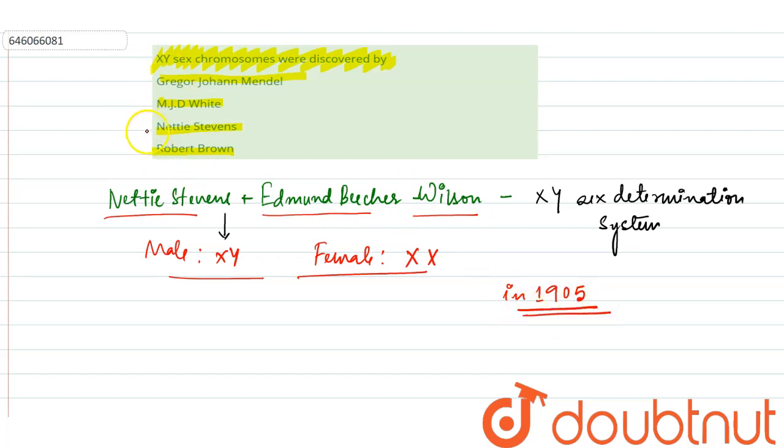So our correct option here is option number 3. Okay, Nettie Stevens, that is, the answer is option number 3.